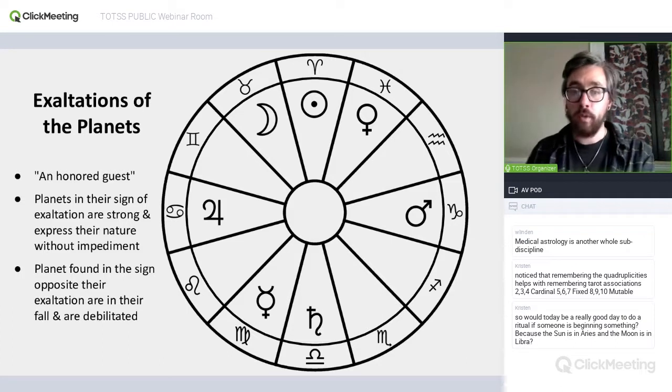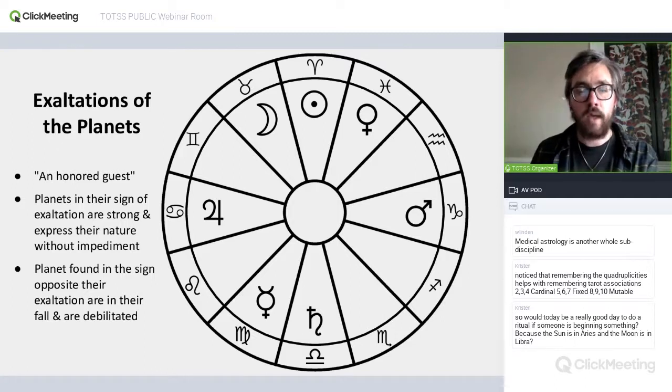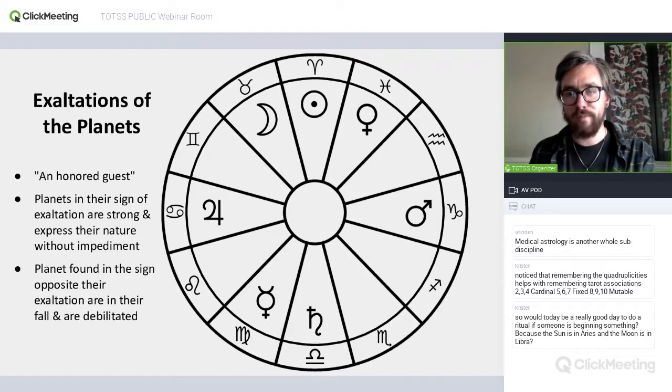So the sun is said to be exalted in Aries, the moon is exalted in Taurus, Venus is exalted in Pisces, Jupiter is exalted in Cancer, Mars is exalted in Capricorn, Mercury is exalted in Virgo, and Saturn is exalted in Libra. And so a planet that's in the sign in which it is exalted is thought to be an honored guest. It doesn't rule that sign, except for Mercury.